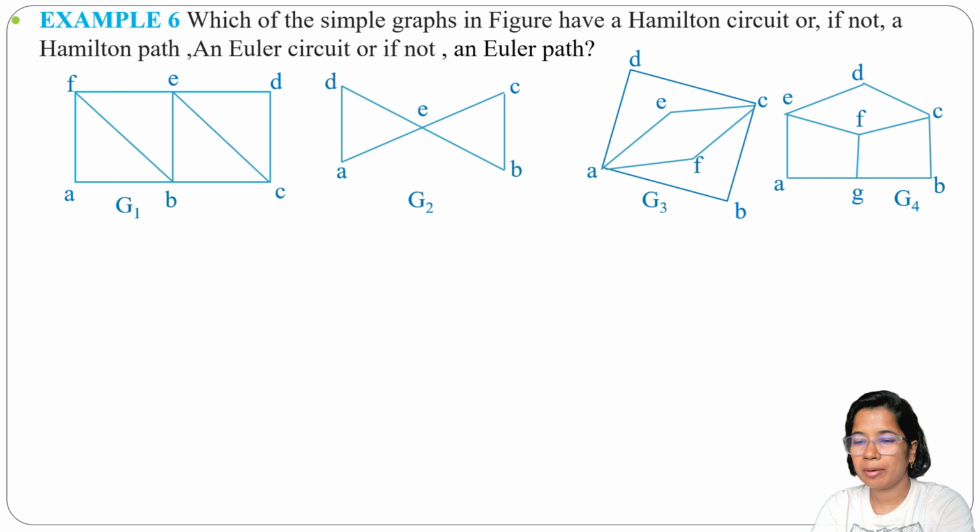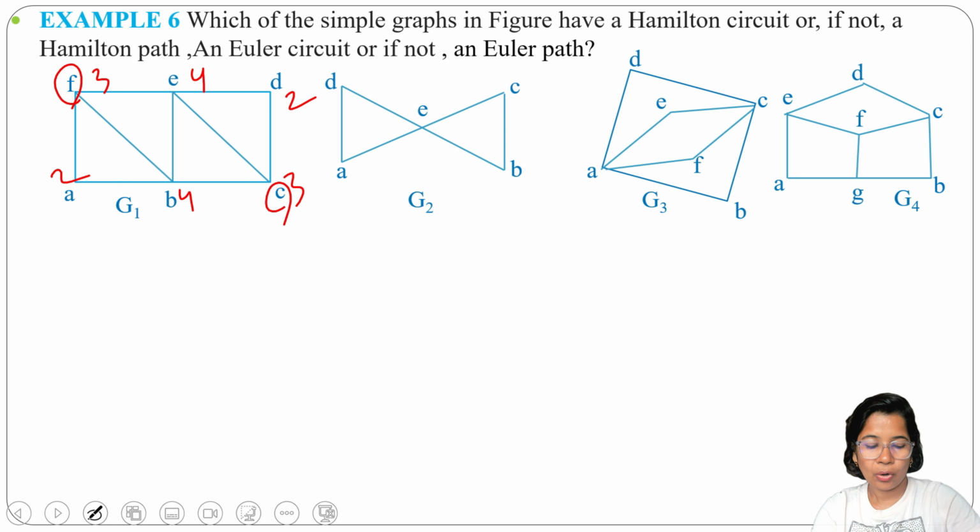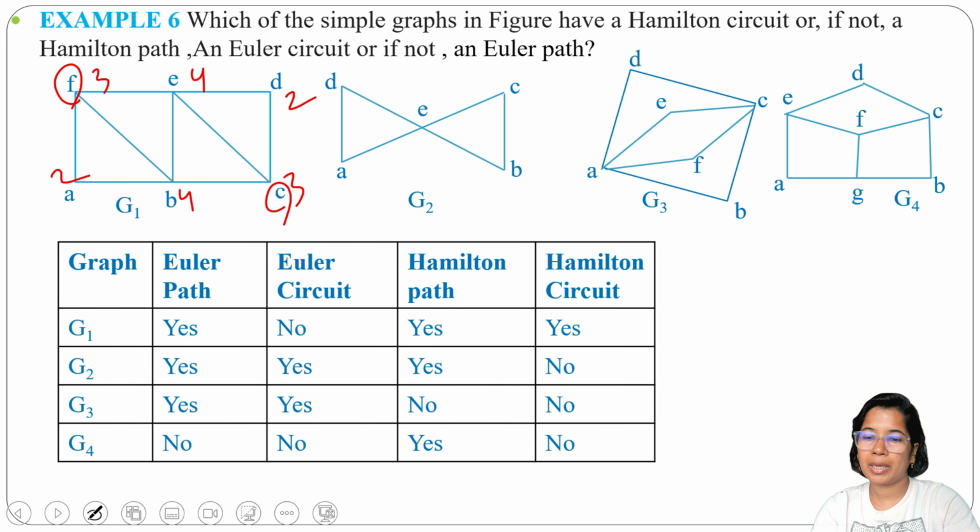In the G1 graph, A degree is 2, B degree is 4, C degree is 3, D degree is 2, E degree is 4, F degree is 3. So an Euler path is possible. We can start from F and end at C, or start from C and end at F. So for G1, an Euler path is possible, but an Euler circuit doesn't exist. For an Euler circuit, every vertex degree should be even. Here there are 2 vertices whose degree is odd.